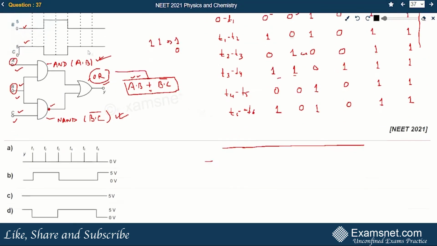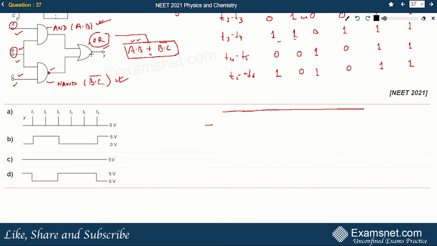Okay, so let's look at the options. Which of the options represent this? It is option C. So this will be the correct answer here. I hope you understood this.